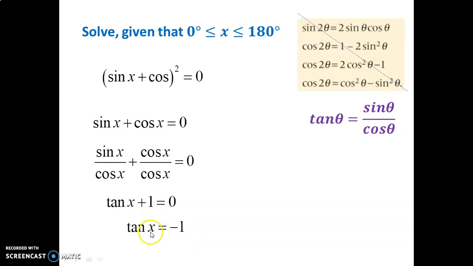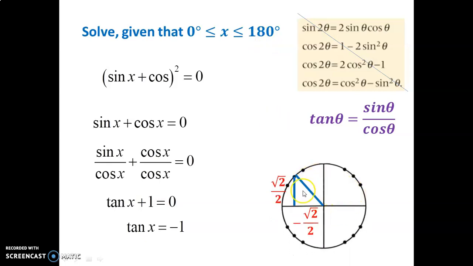Now I'm thinking, when does the x value produce negative 1? I'm thinking of an angle between 0 and 180. So between 0 and 180, the only angle that produces negative 1 is this angle here, because we have this positive, this negative, divided makes negative 1. Our angle is 135 degrees. Pause if you need to.